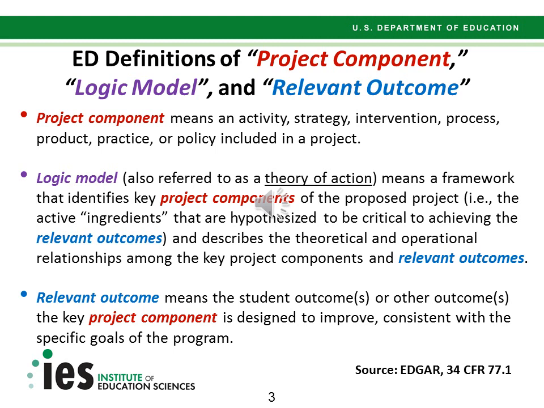The department defines three terms that are foundational for the other evidence definitions in the department's General Administrative Regulations, known by the acronym EDGAR. These three terms are project component, logic model, and relevant outcome. A project component means an activity, strategy, intervention, process, product, practice, or policy included in a project.